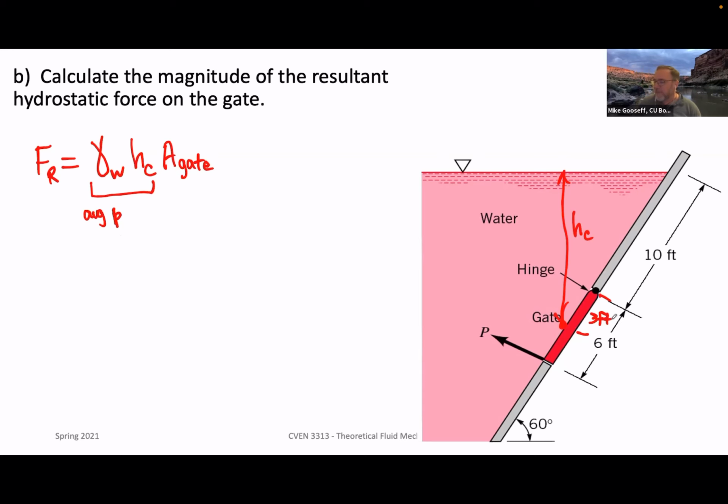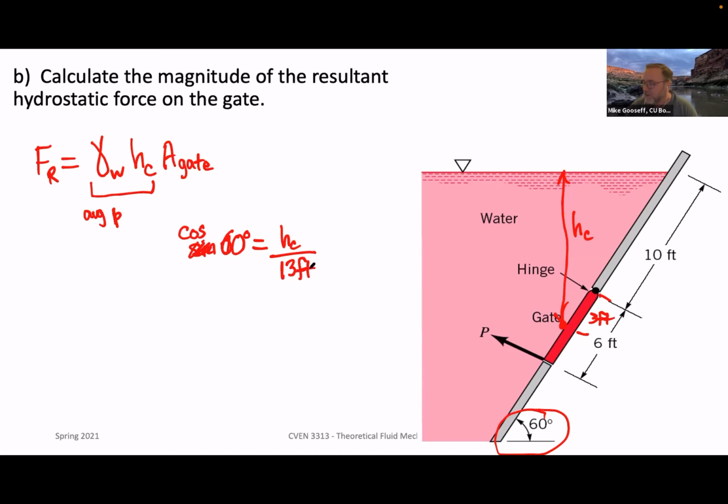Okay, so that means it's 13 feet from the top here, and we were given that it has a 60-degree angle to it. So the question is, what is h sub c? Well, the sine of 60 degrees, oops, I wanted to write theta, 60 degrees is equal to, you know what? That is not the sine, that's the cosine. Sorry, I did my trig wrong. Cosine of 60 degrees is equal to h sub c over 13 feet.